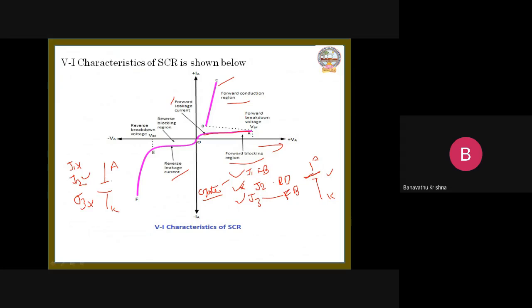By increasing this voltage, it automatically exceeds the breakdown voltage. Then the current goes this way, that is E to F. This case is nothing but the reverse breakdown voltage. Totally, this region is the reverse blocking region. Okay, this is the VI characteristics of SCR, right?